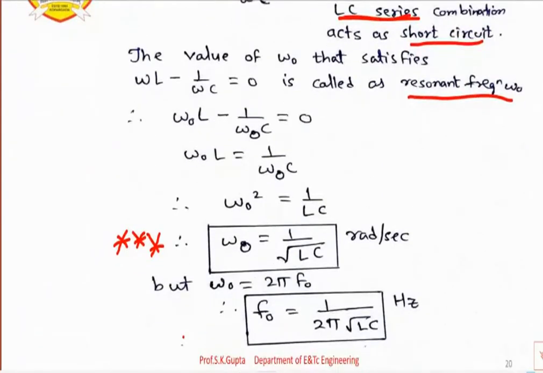And if I want frequency in hertz, then put omega naught as 2 pi f naught. So f naught comes out as 1 upon 2 pi under root LC. This is the formula for resonant frequency in hertz. So remember this formula. Resonant frequency is 1 upon under root LC radian per second.